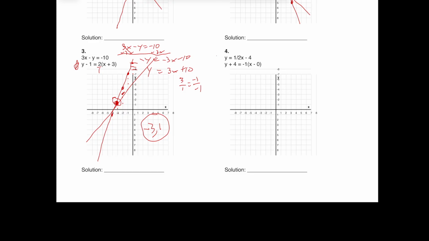Number 4, let's start with y equals mx plus b right here. I'm going to start at -4, and I'm going to go up 1 over 2, up 1 over 2, or down 1 over 2.